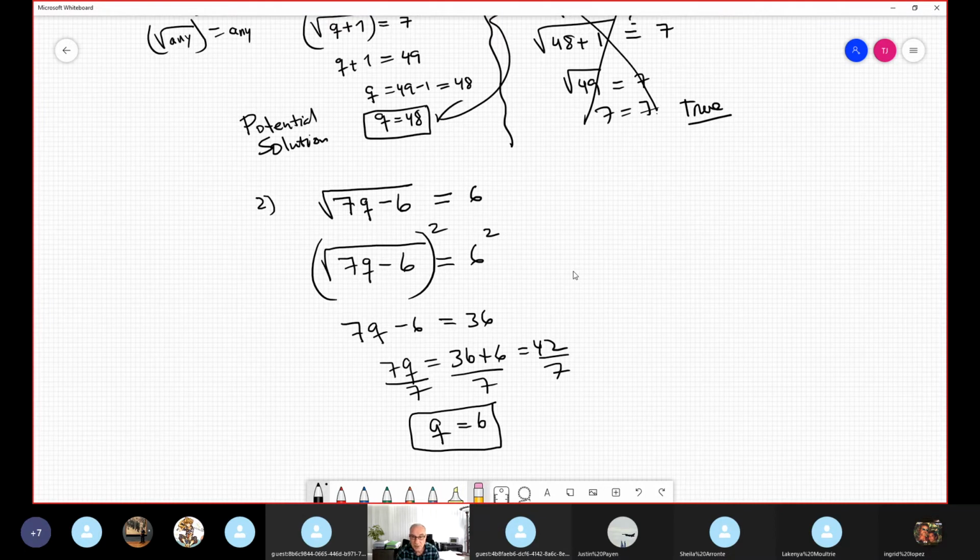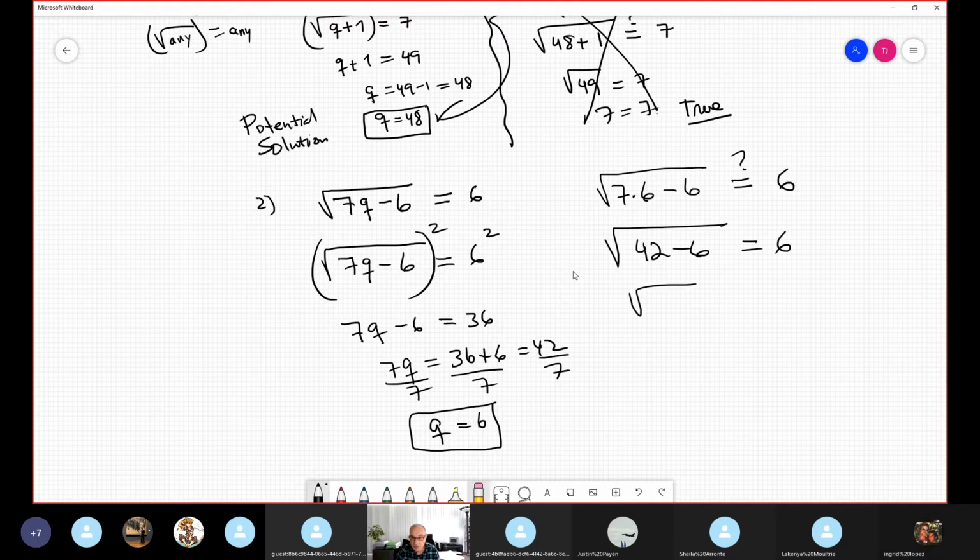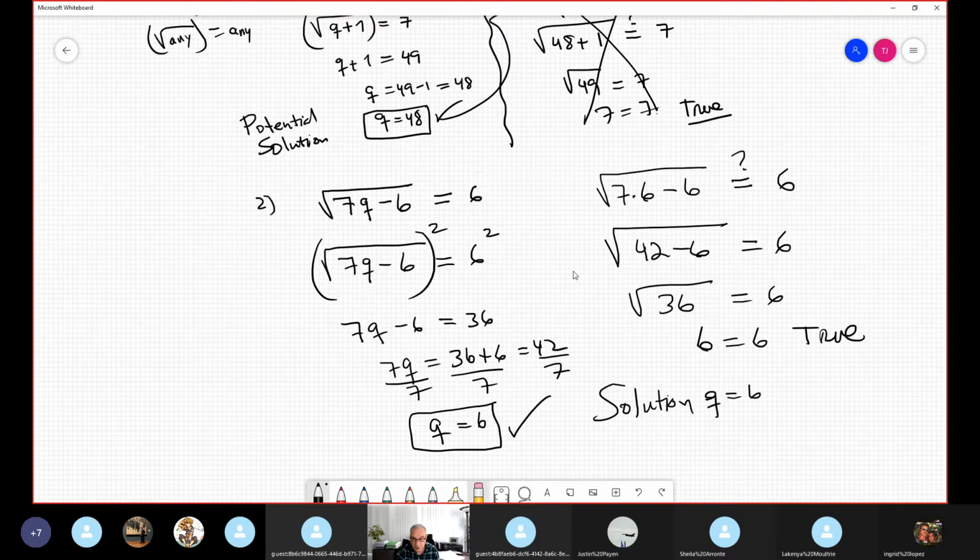Cube is equal to 42 divided by 7, which is 6. Now the checking part. I need to verify the square root of 7 times 6. I replace cube for 6, minus 6 should be equal to 6. This is 42, and 42 minus 6 is 36. The square root of 36 is 6, so 6 equals 6. True. The solution is perfect. The solution is 6, q equals 6. Leave it like that, or you enclose it in a box. Yeah, I understand very well that this is the final answer. Good or not good?